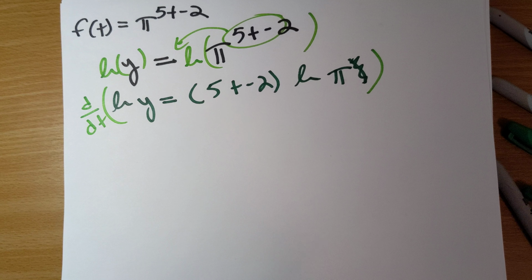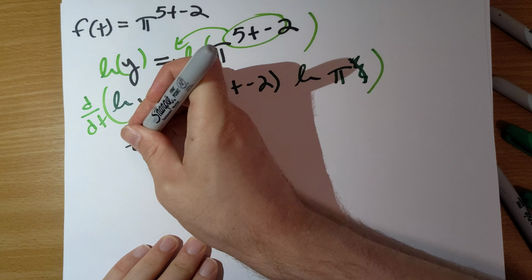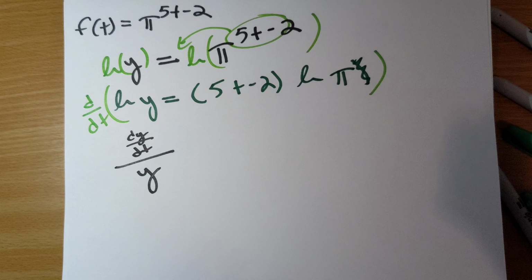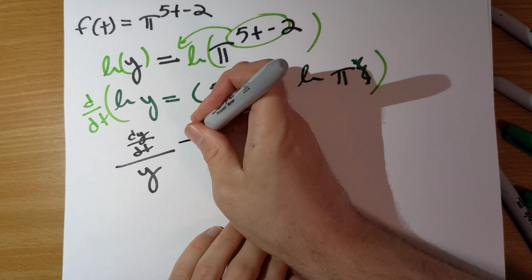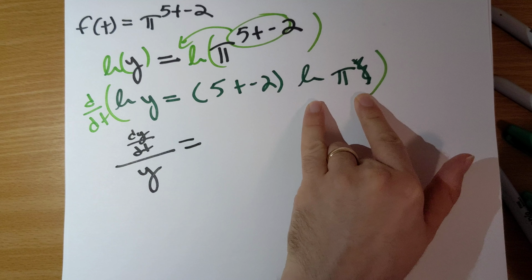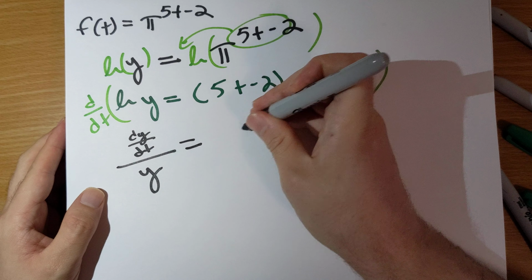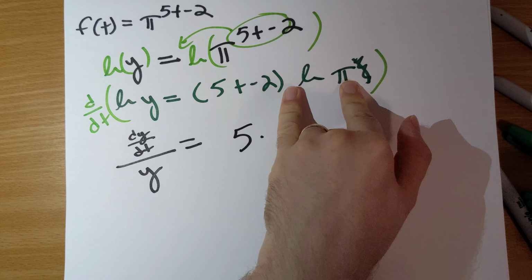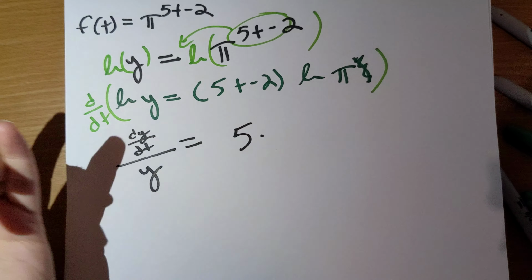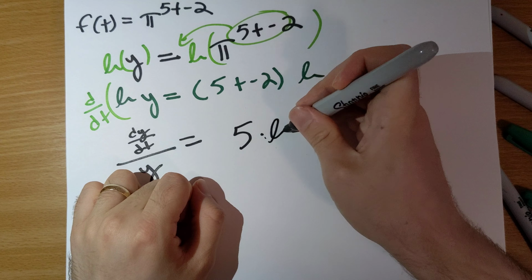On the left, the derivative of natural log of y with respect to t will be dy dt over y. Once again, the derivative of natural log of y is 1 over y multiplied by dy dt. On the right here, we have 5t minus 2. The derivative of 5t minus 2 is 5. Natural log of pi is just a constant, so we're seeing this as a constant times 5t minus 2. The derivative of the constant times 5t minus 2 is just the constant, natural log of pi, times 5.